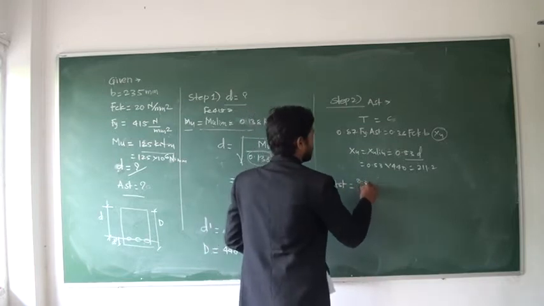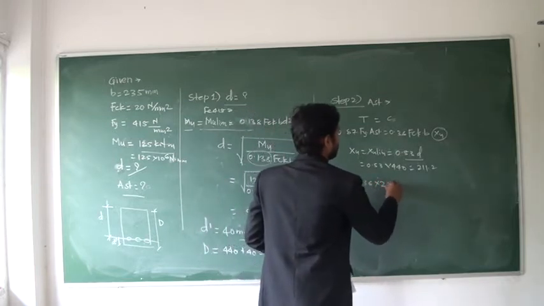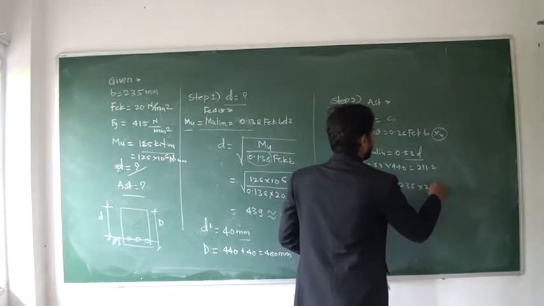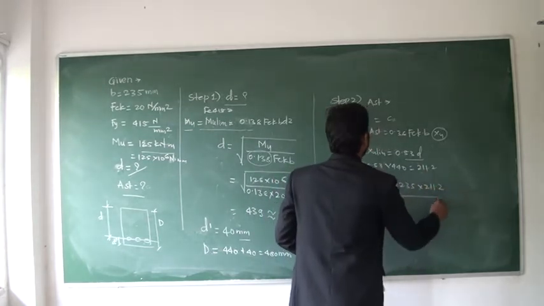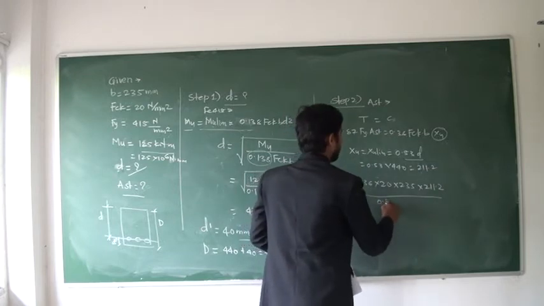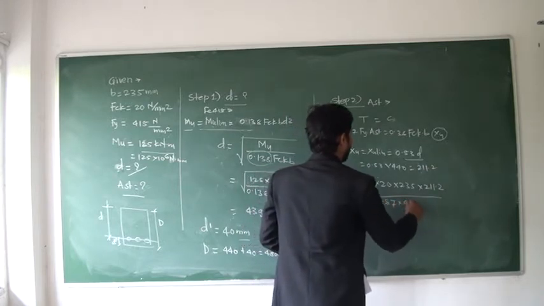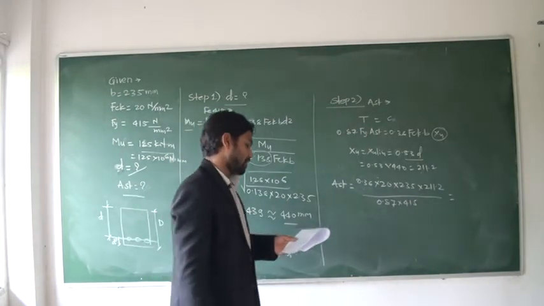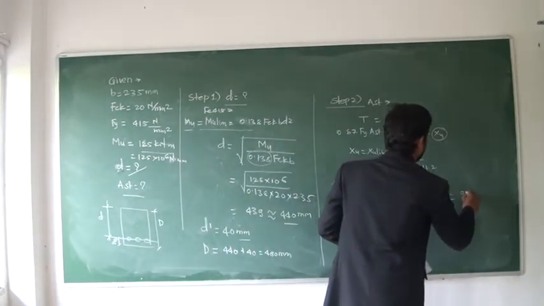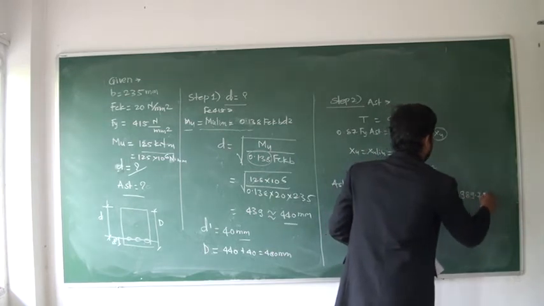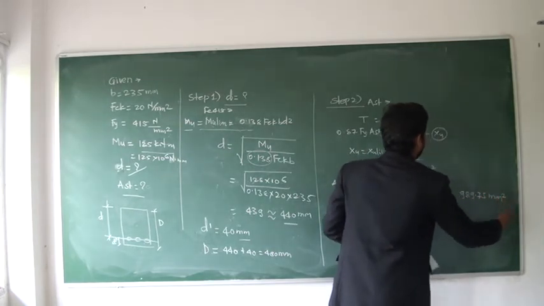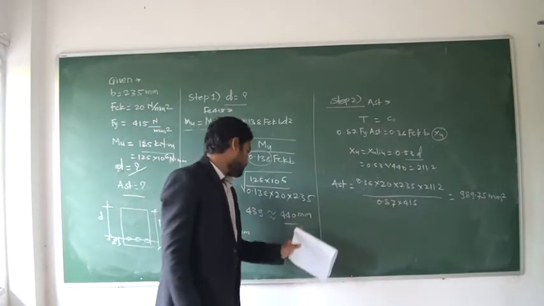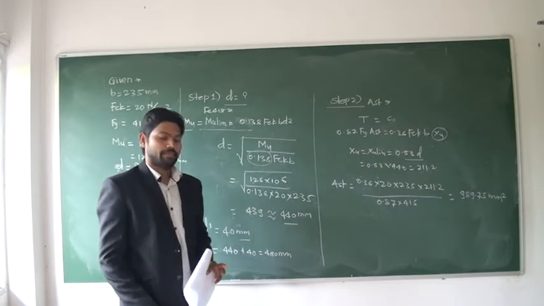So now substitute all the values in this equation and calculate the value of AST. So 0.36, FCK is 20, B is 235, XU is 211.2, whole divided by 0.87, Fy is 415. And if you calculate this, you will get 989.75 mm square.